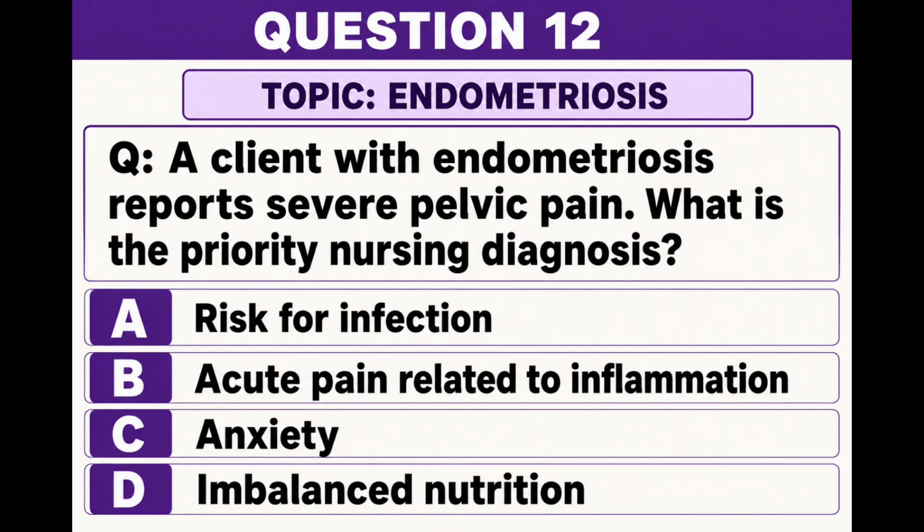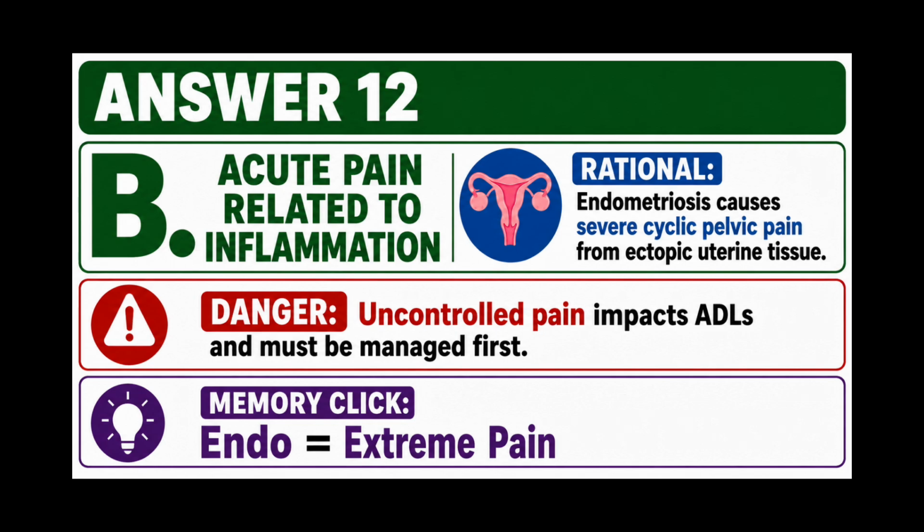Question 12. Endometriosis. A client with endometriosis reports severe pelvic pain. What is the priority nursing diagnosis? A. Risk for infection. B. Acute pain related to inflammation. C. Anxiety. D. Imbalanced nutrition.